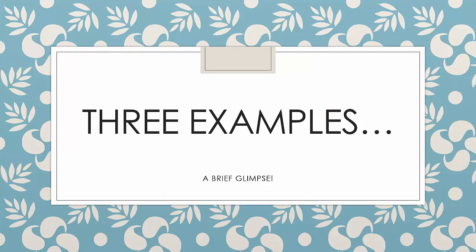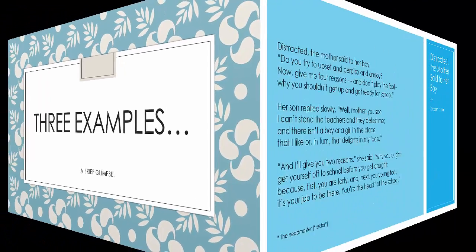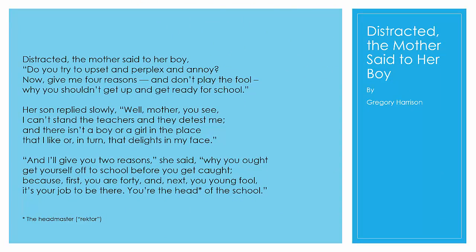Let's look at 3 examples of poems. Now, I have to admit that these poems have been chosen quite randomly, because there are millions and billions of poems out there. Distracted, the Mother Said to Her Boy by Gregory Harrison.